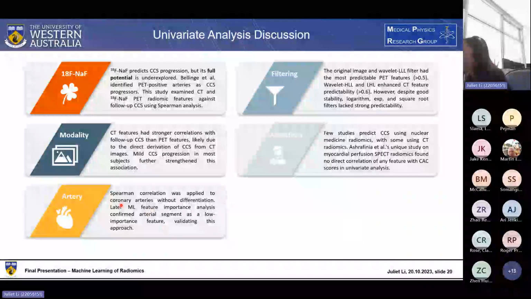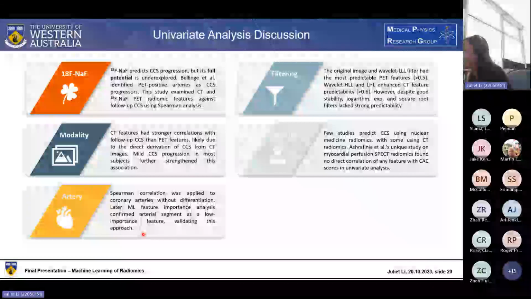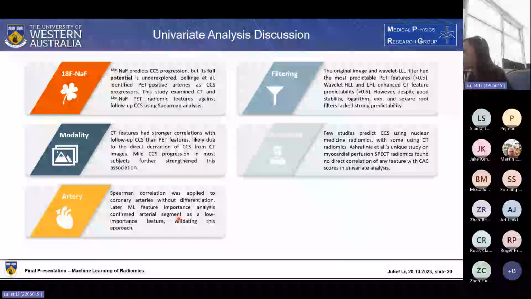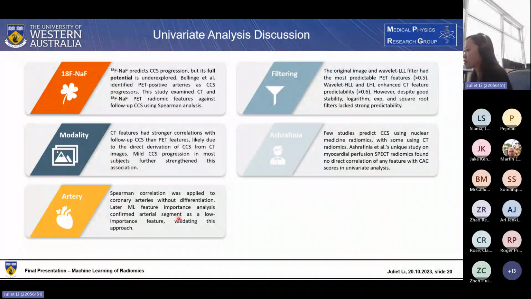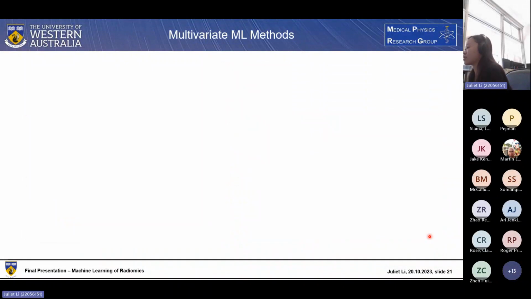Again, we apply Spearman correlation without differentiating arteries, and this will be later validated by the feature importance analysis with machine learning, where the segment of the artery is one of the low importance features for follow-up calcium score. Again, we need more standardization and a larger cohort, better standardization for both these types of studies, and also standardization of the understanding of calcium score to validate these results.